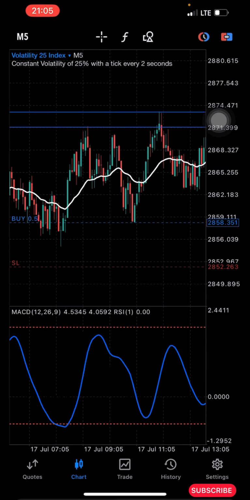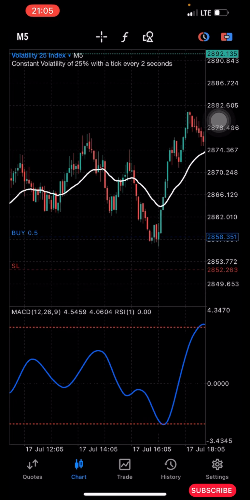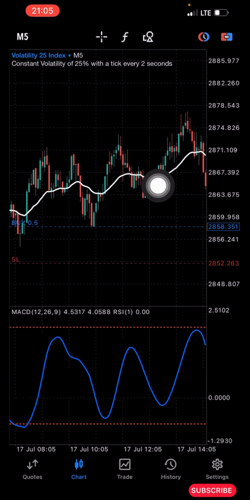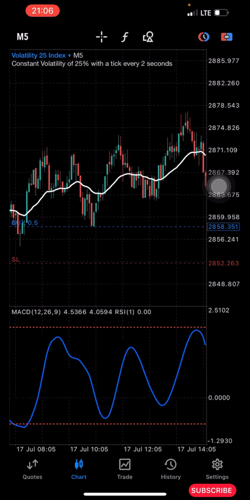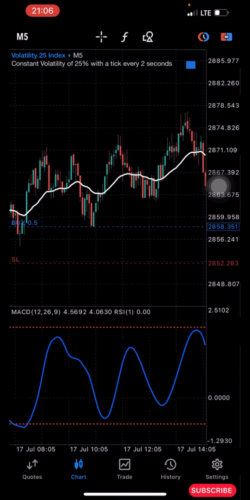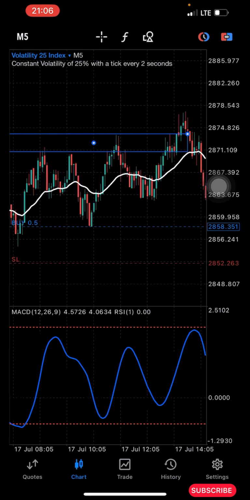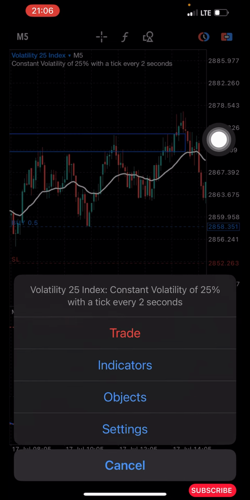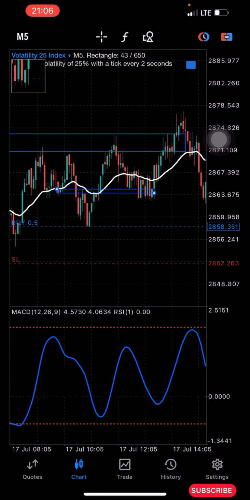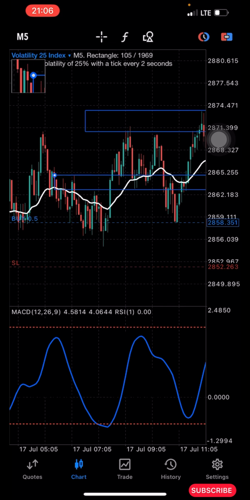Now initially, before I took the entry, price was around this area here. So what I did was I marked out this area of resistance, because I saw that maybe price was going to reject from this area, so I marked it out as of then. Then I also marked out this support area here, a support zone here.